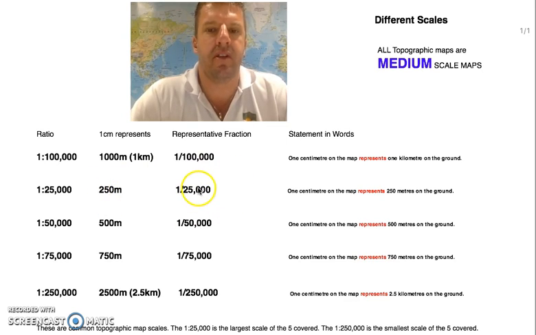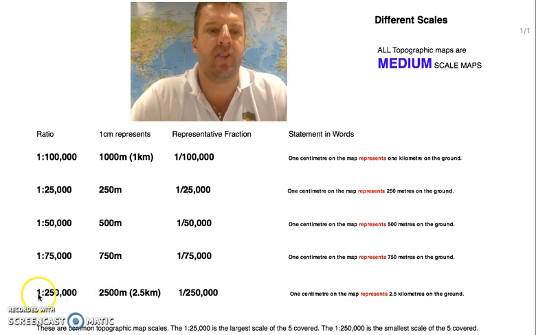Here we've got it as a representative fraction, and then we use the same terminology for our statement in words with the key word represents, but this time it's 1 centimetre represents 250 metres. In the future, you'll come across 1 is to 50,000, which is 1 centimetre represents 500 metres. Okay, same in the words stays the same. 75,000 is 750 metres.